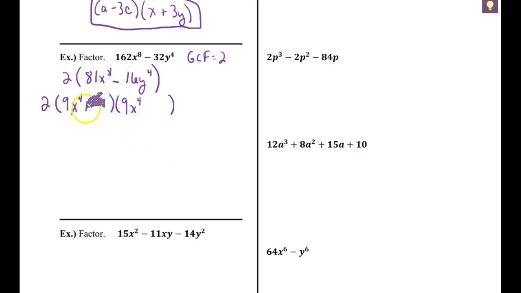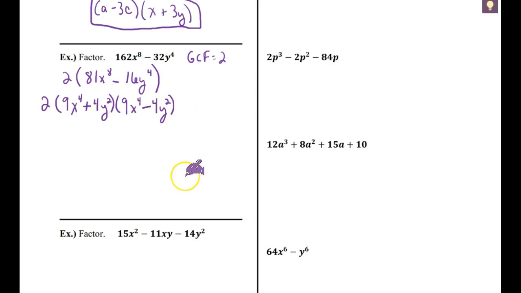Then I know that these are going to be conjugates because of my rule for the difference of squares. So one is plus and one is minus. I do the same thing with the 16y to the fourth. Square root of 16 is 4. And y squared times y squared would give me y to the fourth. Right? I just take this exponent and divide it by 2.